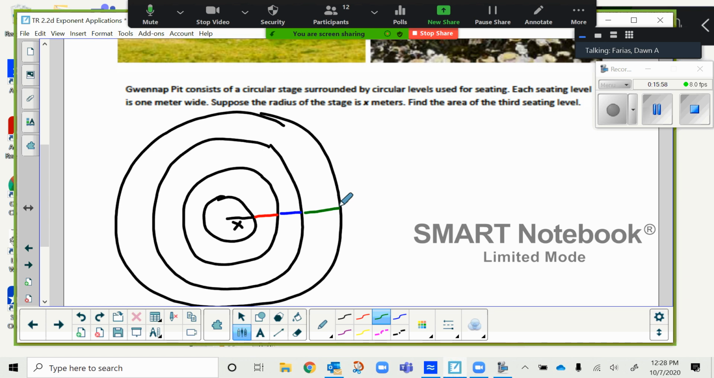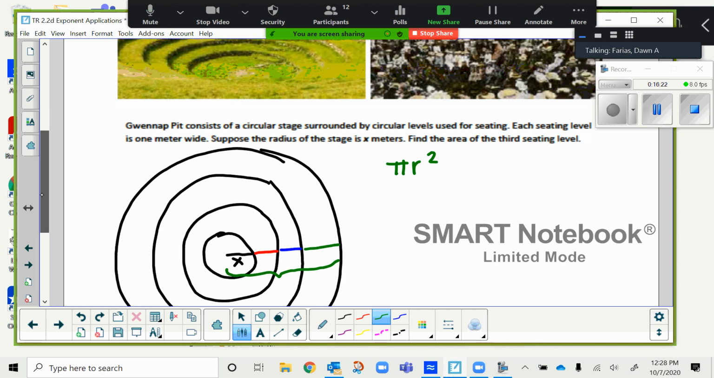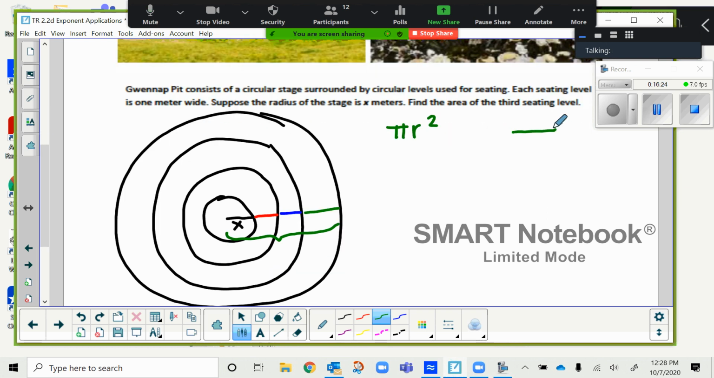So if I'm trying to find the area of the third seating level, it's a circle. And the area of a circle is pi r squared. What I need is this distance here. That's its radius. And in order to find that, I have to go back to the problem right here where it says each seating level is 1 meter wide.